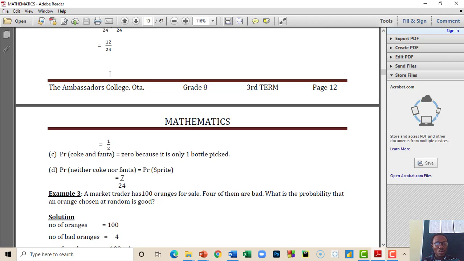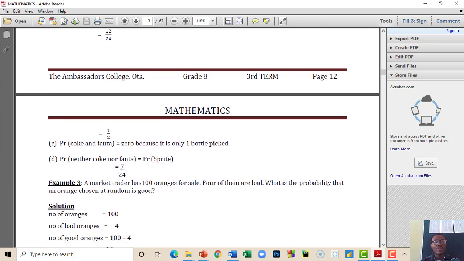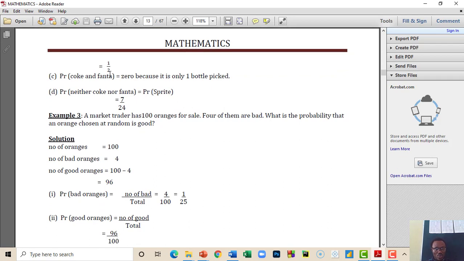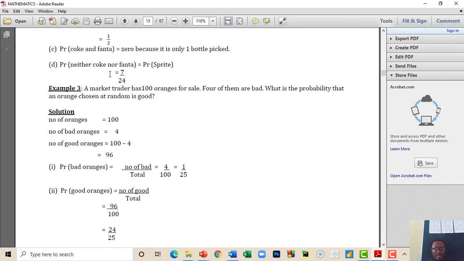Now, neither Coke nor Fanta. If it's not Fanta, certainly it will be Sprite, because we have three types of mineral there. So for Sprite, it will be 7/24. Okay, let's make progress.